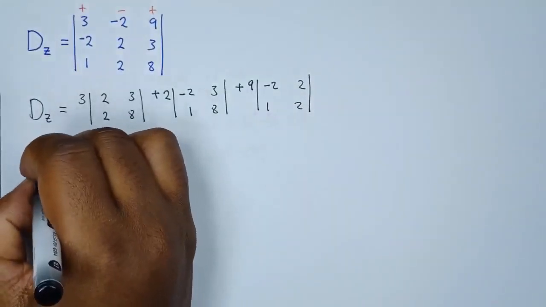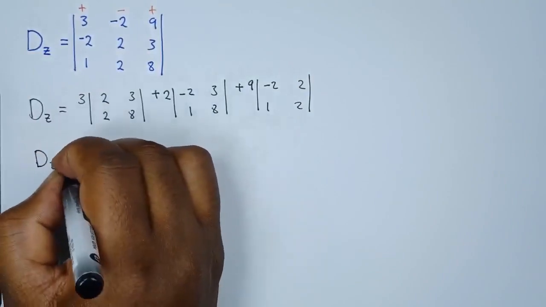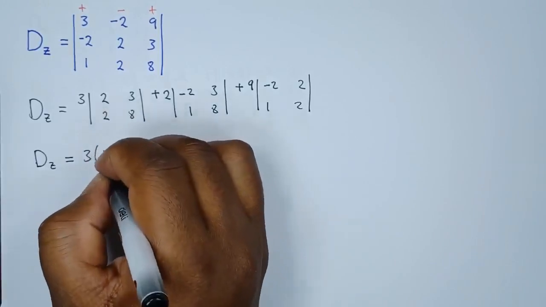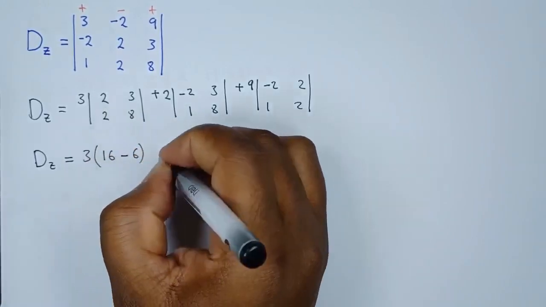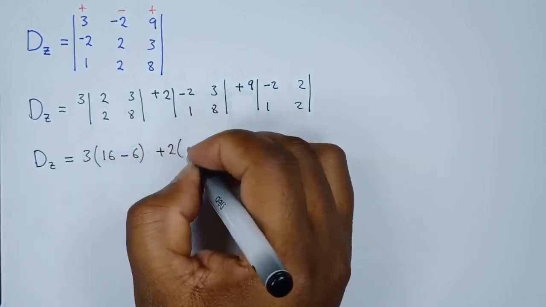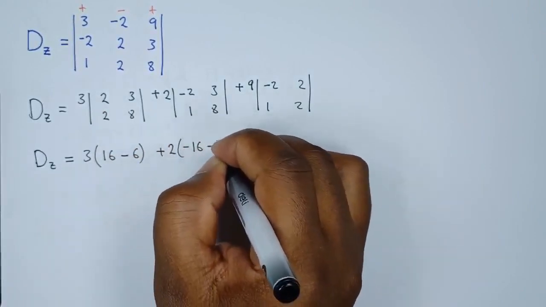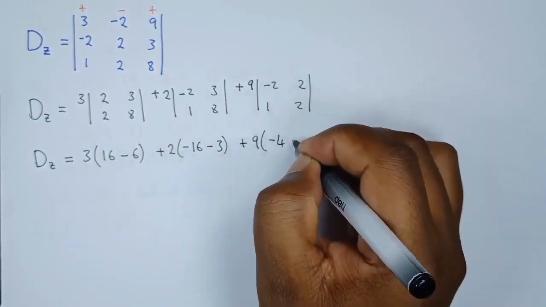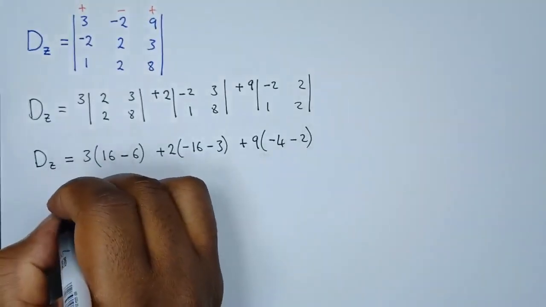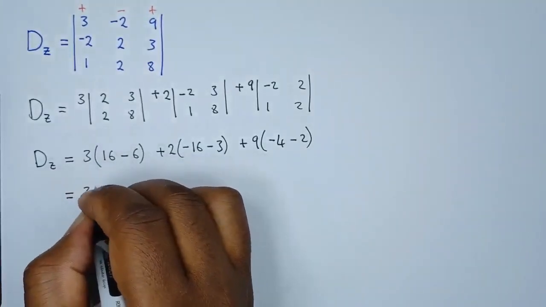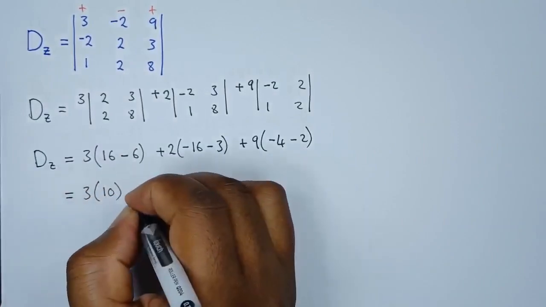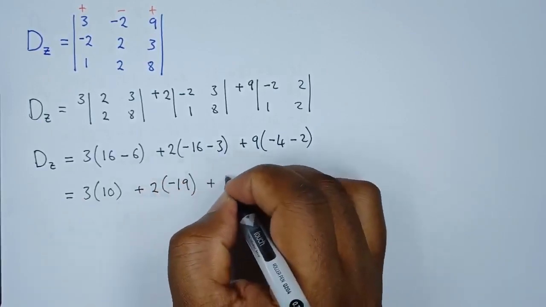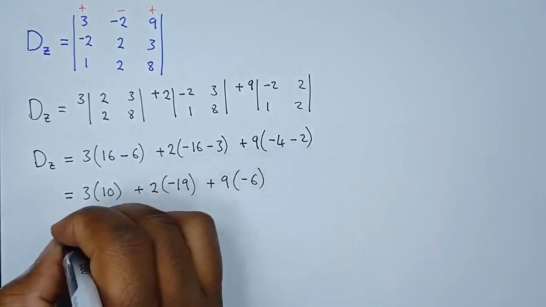So dz will be equals to 3. This will give us 16 minus 6 plus 2. This will give us negative 16 minus 3 plus 9. Then this will give us negative 4 minus 2. So our dz will become 3 multiplied by 10 plus 2 multiplied by negative 19 plus 9 multiplied by negative 6.